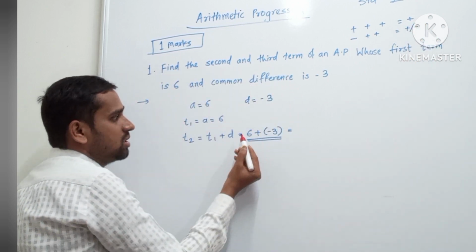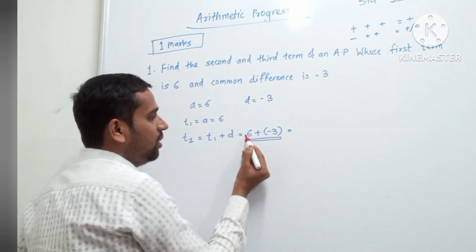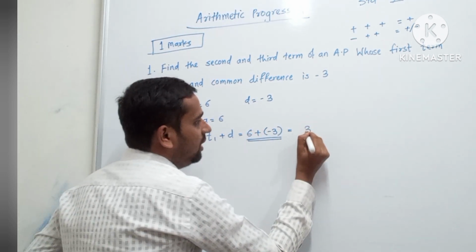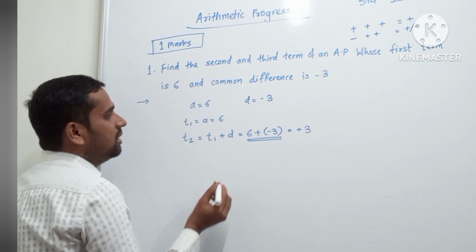Here also the same condition. The first term is plus, the other term is minus. So therefore plus 6 minus 3. The answer will be the difference. The difference is 3 and the answer gets the sign of the bigger number. So it will be plus 3.